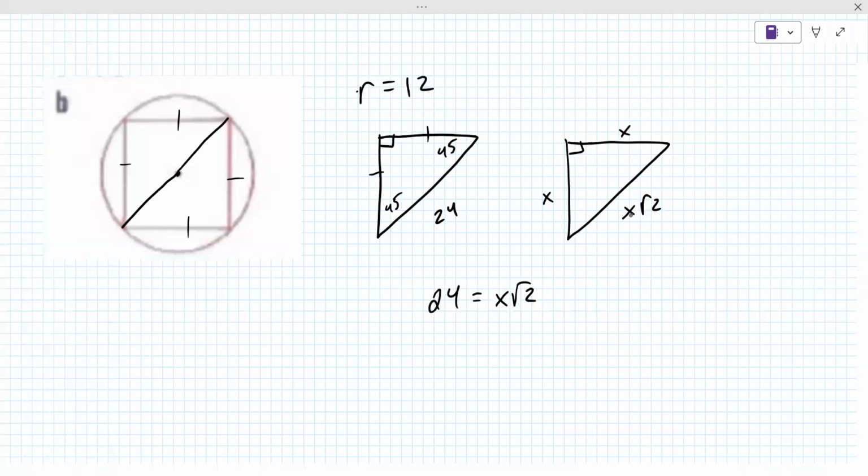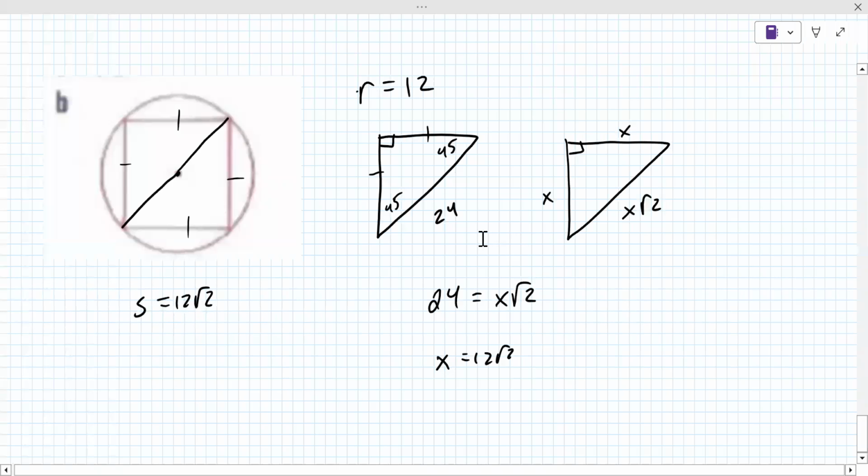And you do have to rationalize here, unfortunately. So I got x is equal to 12 root 2. Yes, very good. And that's the side length. That's the s here. It's 12 root 2.